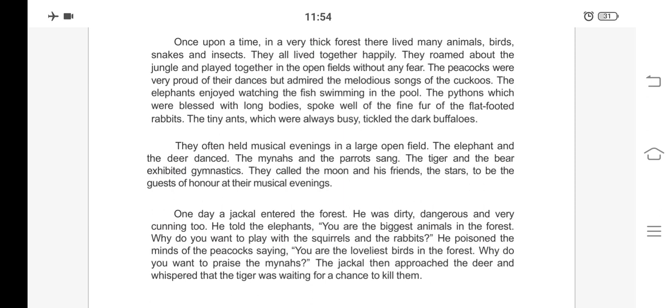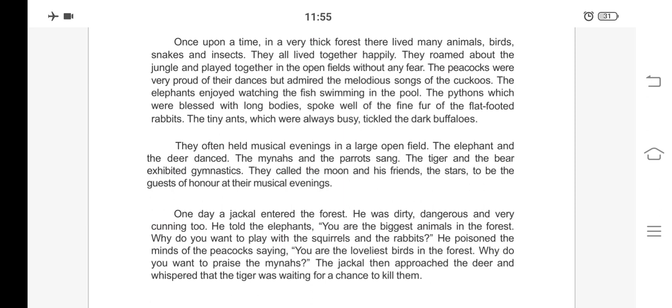They often held musical evenings in a large open field. The elephant and the deer danced. The mynas and the parrots sang. The tiger and the bear exhibited gymnastics. They called the moon and his friends, the stars, to be the guests of honor at their musical evenings.